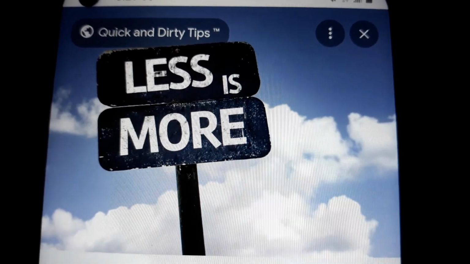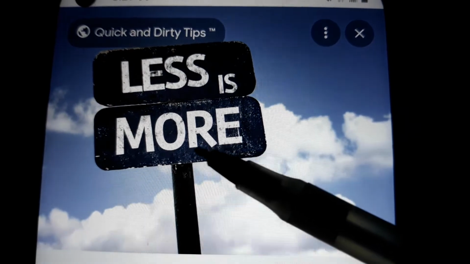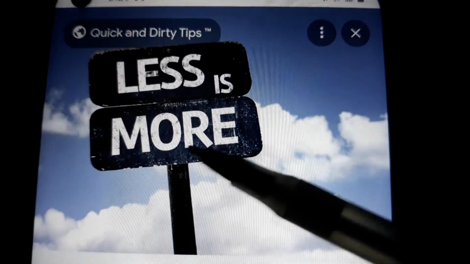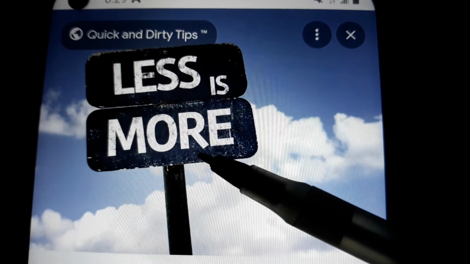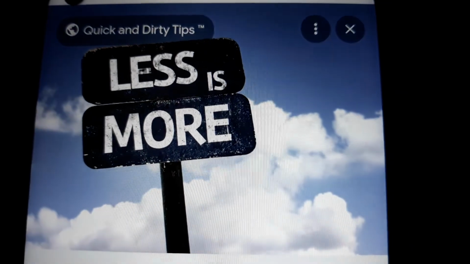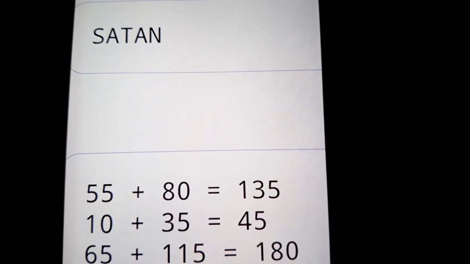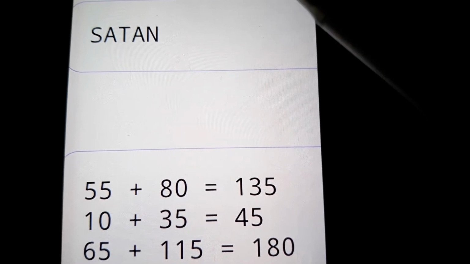Now, why am I showing you this? Because see this word? More equals the word Rome, okay? Now watch what I show you. I know I'm going all over the place, but it'll all come together in the end.